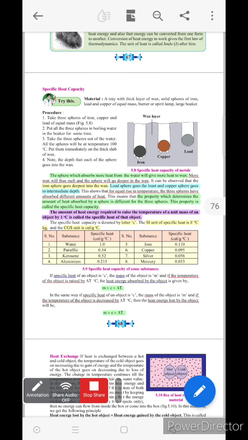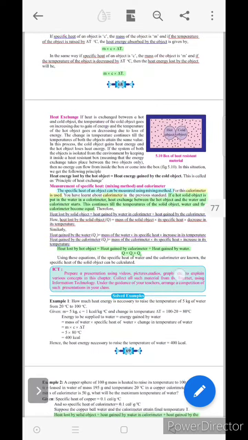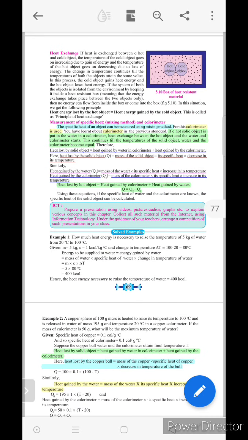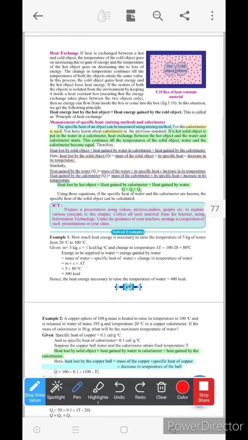68. There is no reduction. Page number 69, again the green color box ICT, the topic is removed from your syllabus. Only that topic is removed.